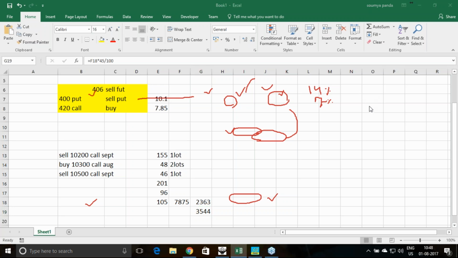It takes around 88 to 89,000 worth of your margin capital. 10 days you can wait, having a great risk reward. So 1:3, 1:4 risk reward you can get. So this is a strategy. Continuously implement it every month and you can get good returns from this particular strategy.